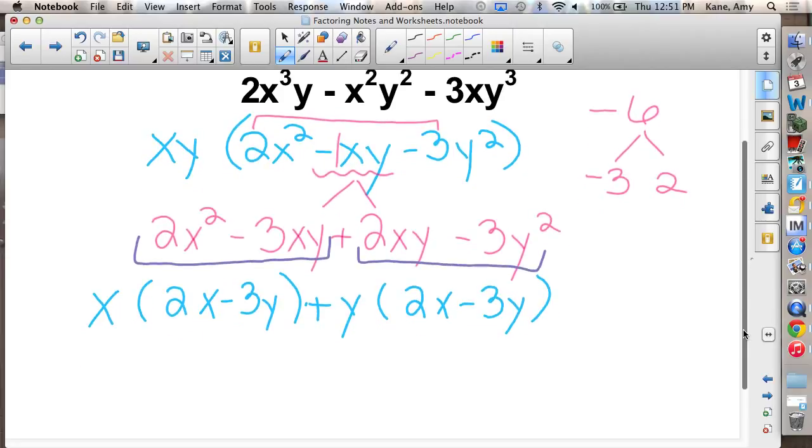So just because there were 2 variables in the problem doesn't mean the AC grouping can't work. It's just that you're going to have both those variables in the front and the back of those parentheses. So we have an x plus a y, that's what we pulled out, so that gets plugged in together. And then we have the 2x minus 3y.